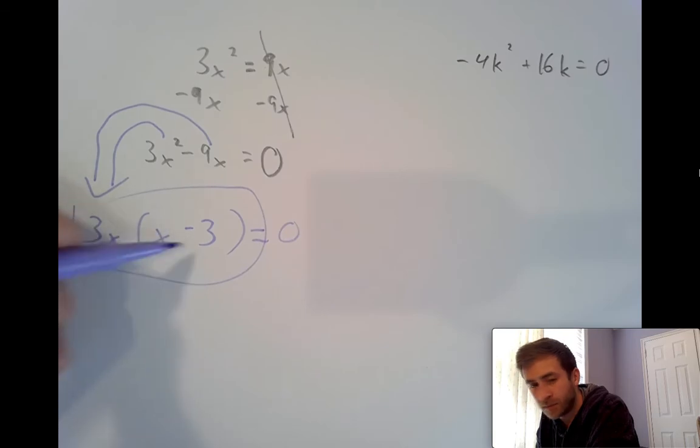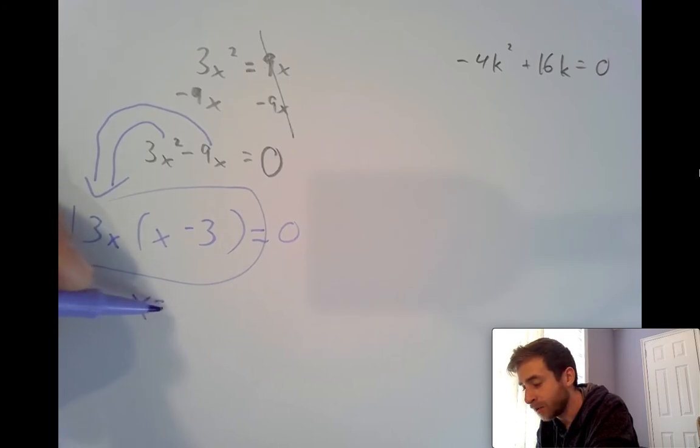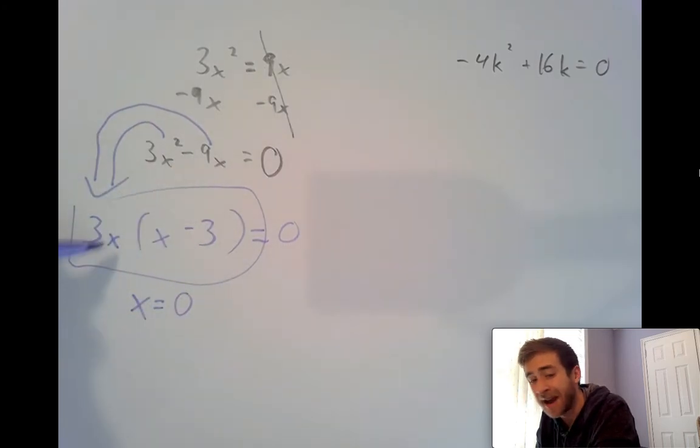Well, I know, right? This is our third time doing it. I look at the number in the parentheses. It's going to be the opposite of that number. So my solution will be x equals 3. If I have a number out front, that means it's going to be 0.